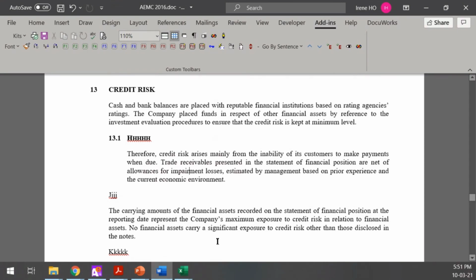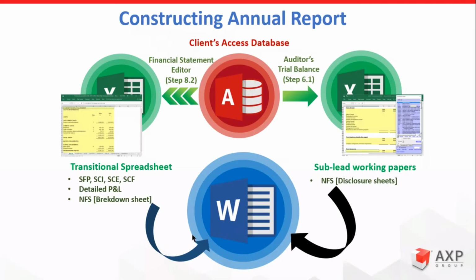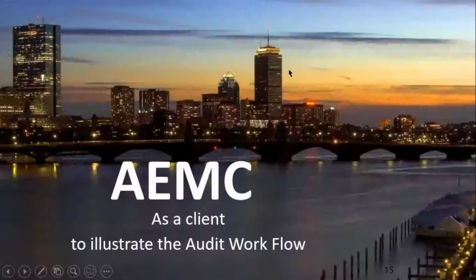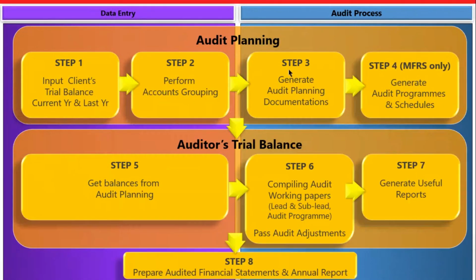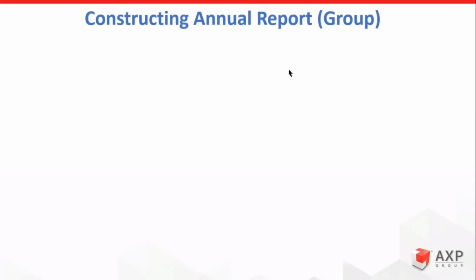So basically, this is what I want to cover. Okay, this is the constructing annual report for company level. Okay, I give you some idea about group 1. So this one you can just listen first. Okay, so how about group 1?